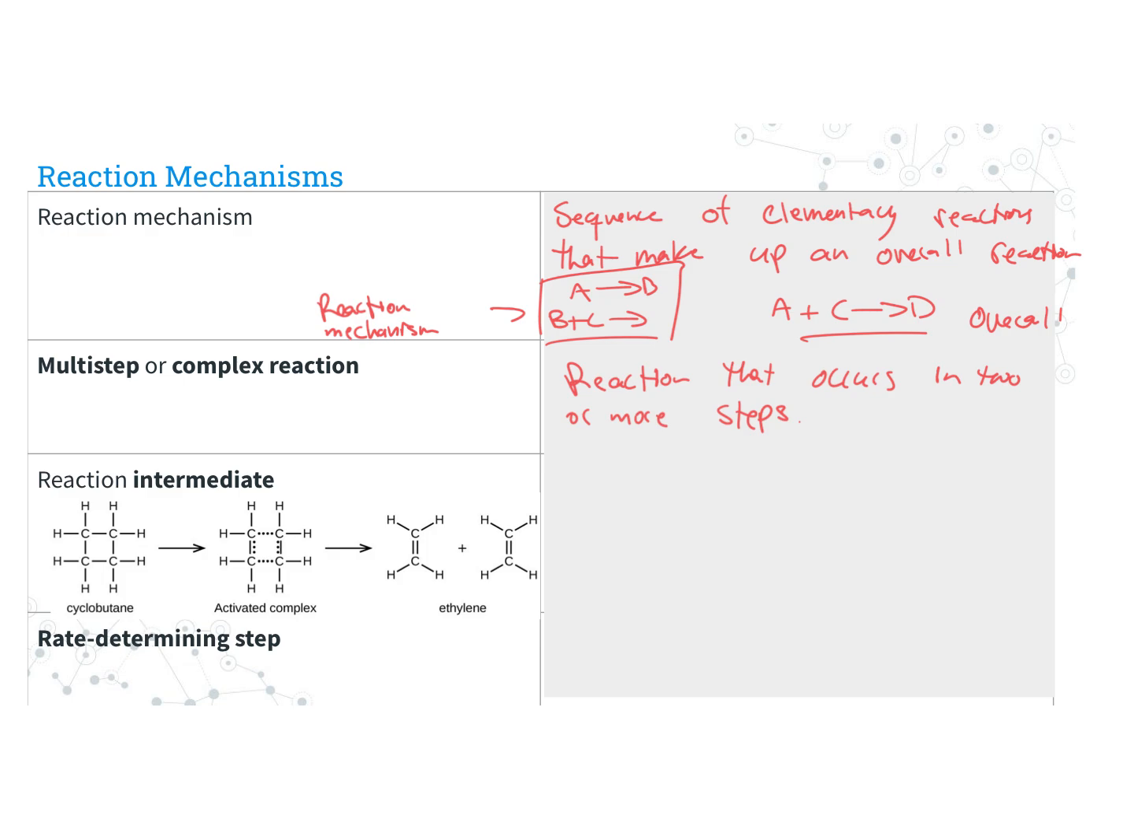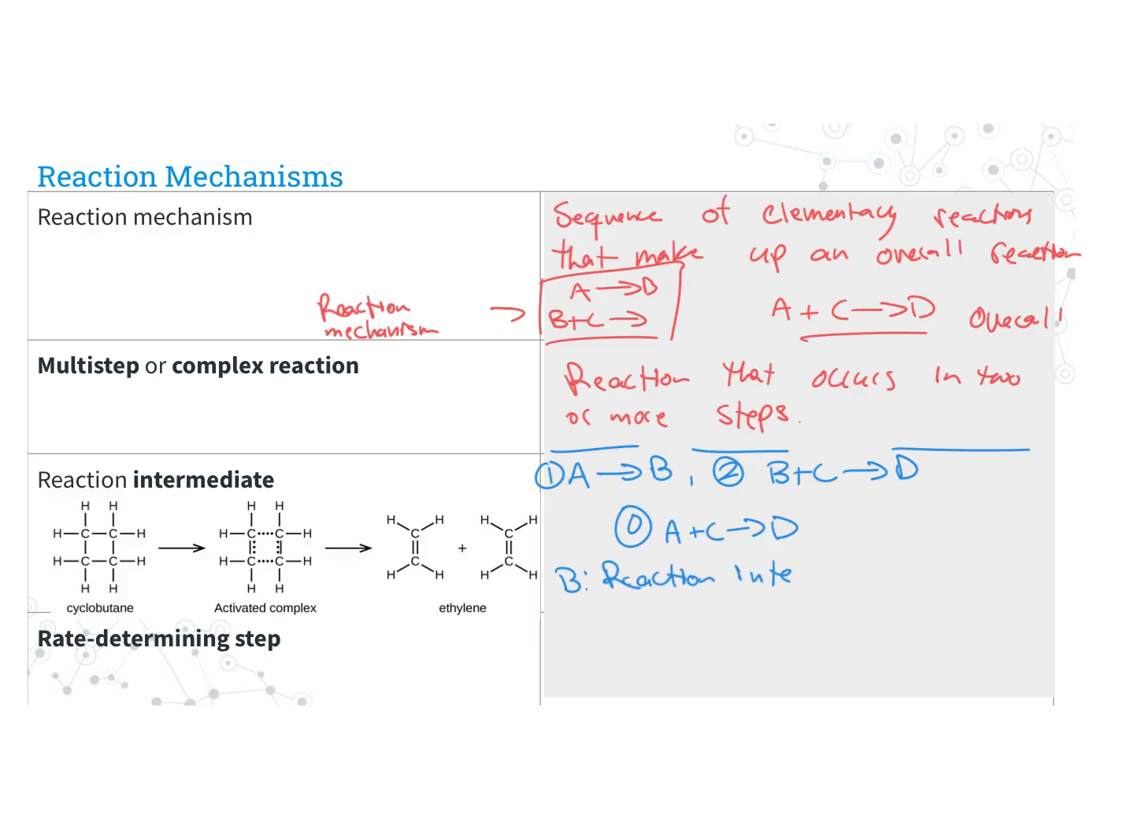Now, oftentimes, we'll take that previous little example that I have here to describe a reaction intermediate. And so let's say, again, I have A goes to B. That's one reaction. And in my second reaction, I have B plus C makes D, such that overall, the reaction is A plus C makes D. In this case, we call B a reaction intermediate.